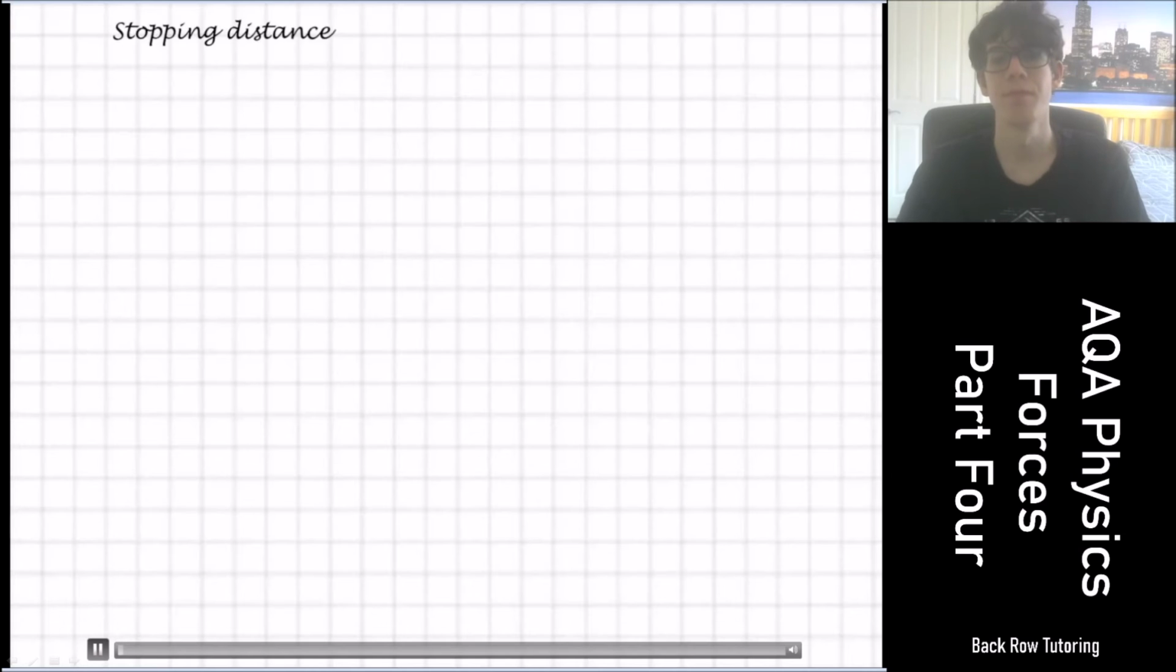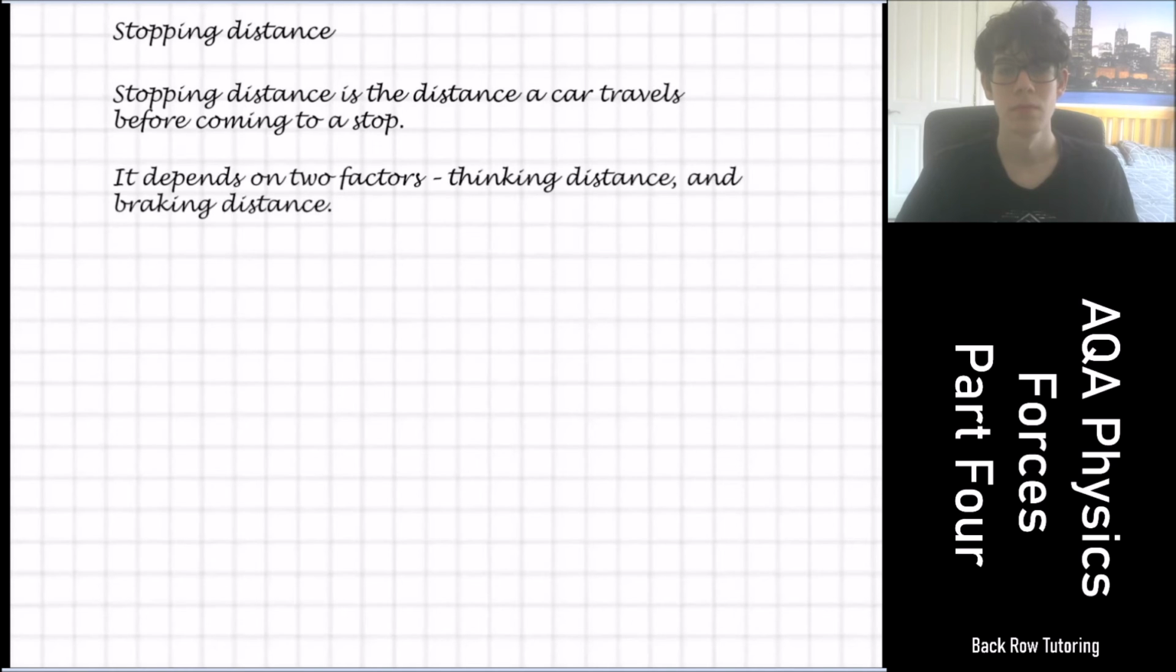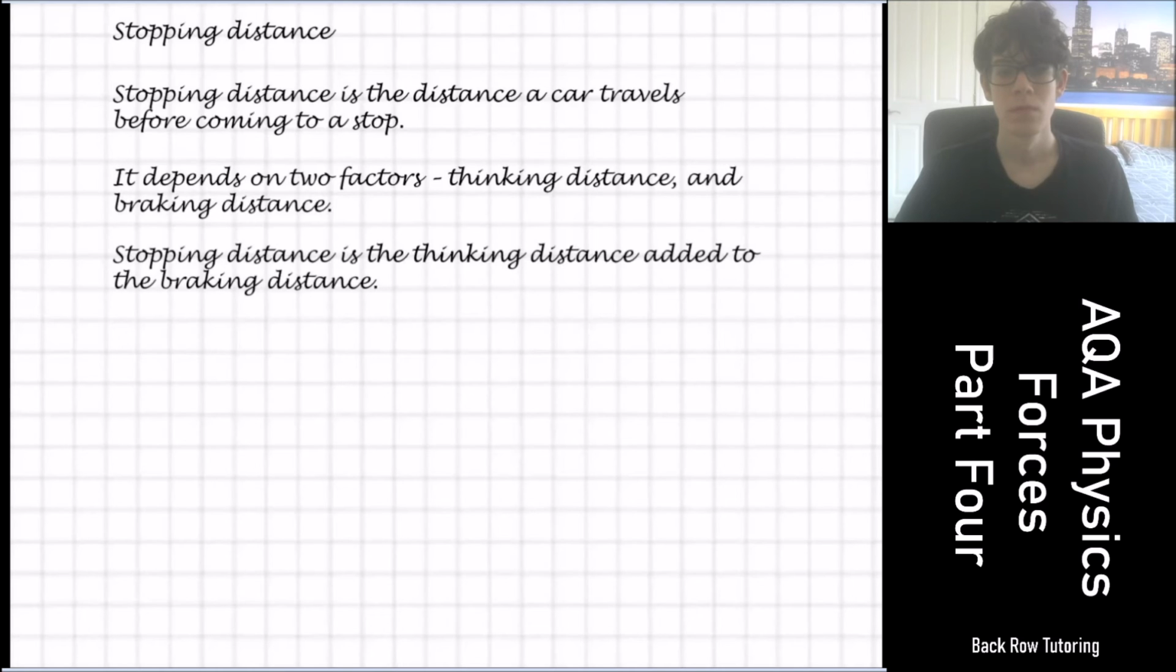Hello there. We're looking at stopping distance. Stopping distance is the distance a car travels before coming to a stop. It depends on two factors: thinking distance and braking distance. Stopping distance is the thinking distance added to the braking distance.